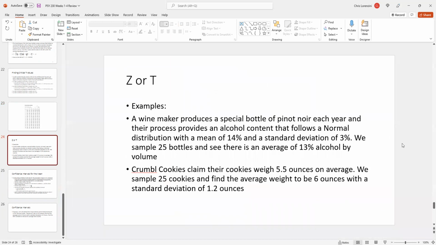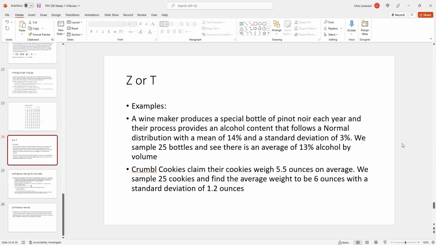Example, should we use Z or T? This is where the question comes up of, am I computing a critical Z value or a critical T value? Which distribution am I using? So example 1, a winemaker produces a special bottle of Pinot Noir each year, and their process provides an alcohol content that follows a normal distribution with a mean of 14% and a standard deviation of 3%. We sample 25 bottles and see there is an average of 13% alcohol by volume.